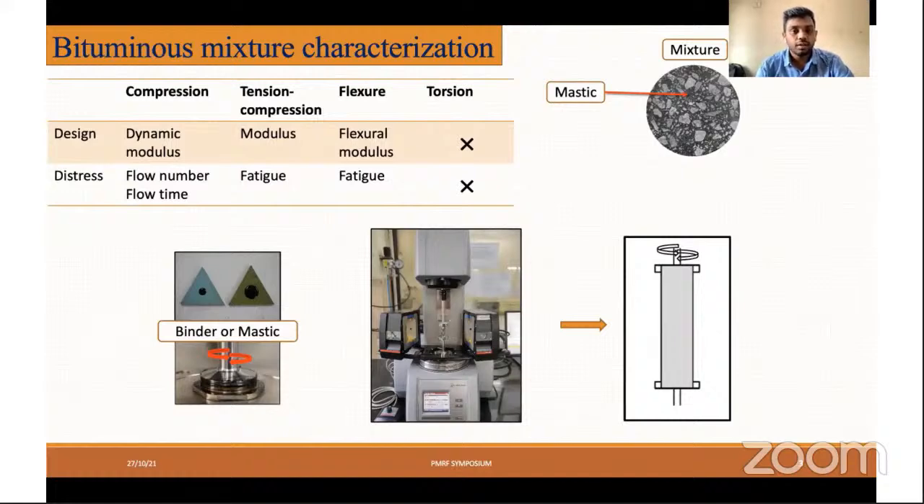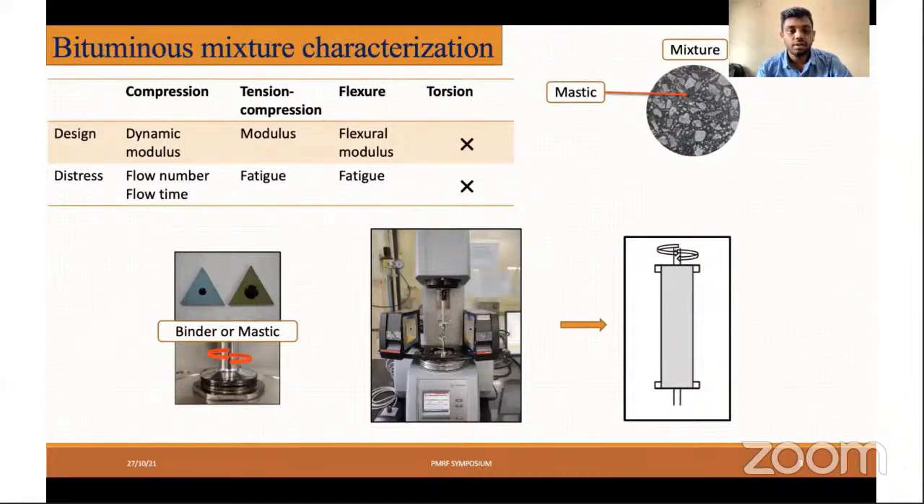And there is the 4-point beam bending test, which studies flexure and gives us the flexural modulus. It is also a damage test method which gives us the fatigue damage. But there are no test methods or design criteria based on torsion, where every cross section of the material is subjected to shear. There are no test methods available for distress characterization as well. In this research, I am focusing on using torsion of bituminous mixtures for the further characterization of the material and also the design of pavements.